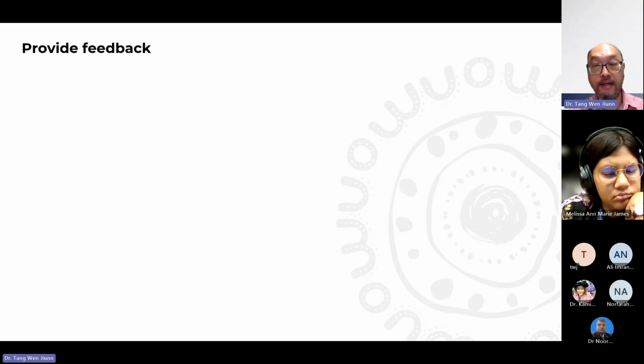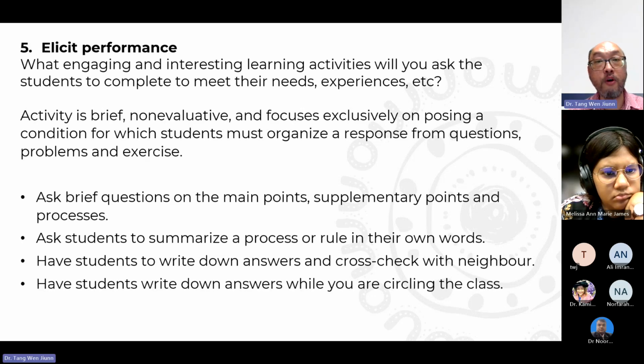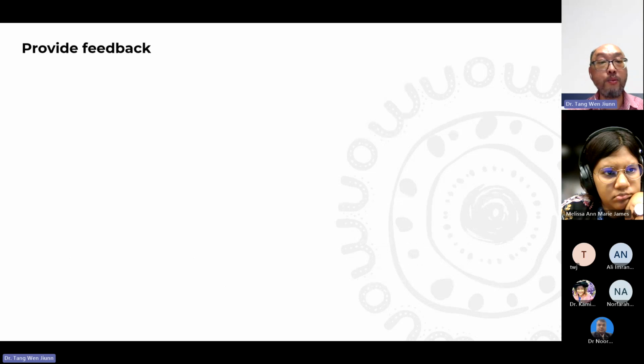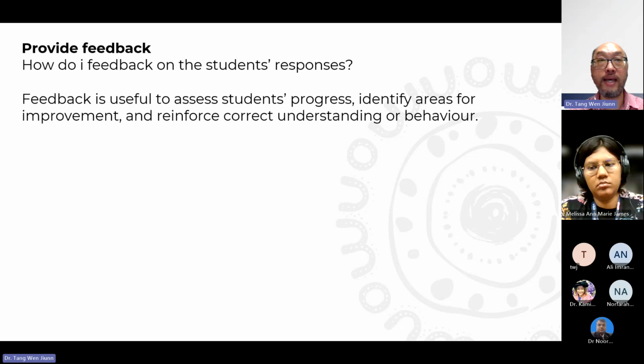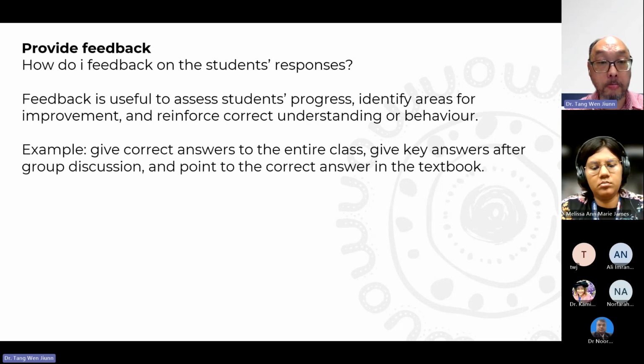Once done with the elicit performance, they already have their answers, then we have to provide them feedback, whether correct or incorrect. We can share with them verbally, or we can just project the correct answer. For example, like this one here: give correct answers to the entire class, give key answers after group discussion, and point to the correct answer in the textbook. So the teaching still takes place during this elicit performance and provide feedback.